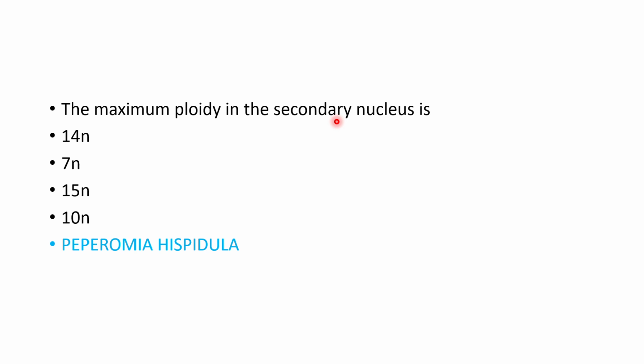So, this secondary nucleus is going to be diploid. Yes, there are two polar bodies there. So, in this plant, the two polar bodies are said to have a ploidy of 7N. 7N plus 7N. So, the answer becomes 14N. This plant is reported to have the maximum ploidy in the secondary nucleus.